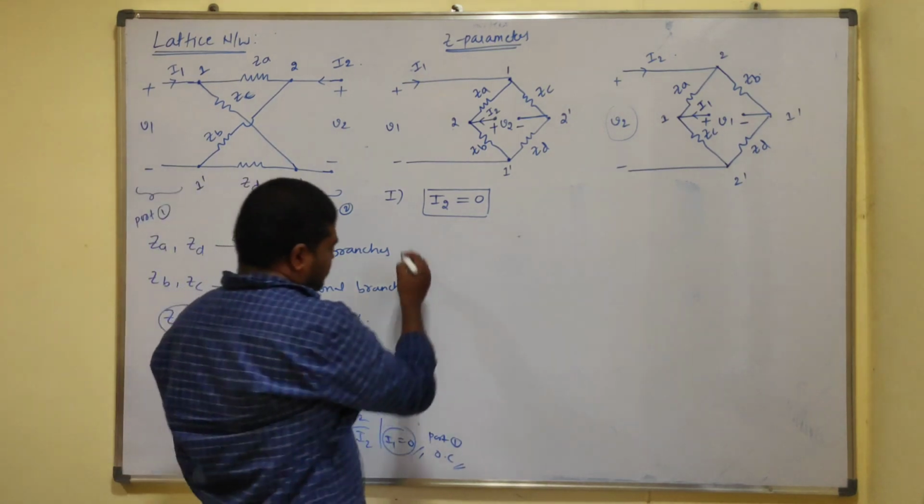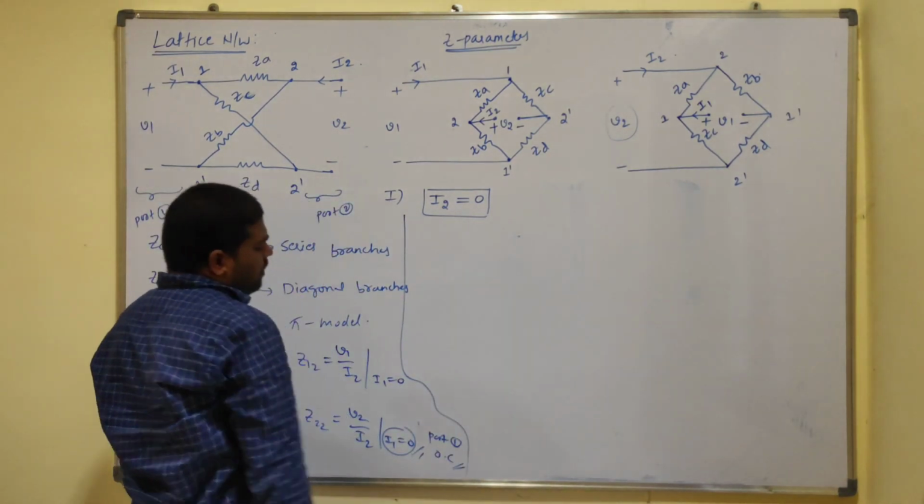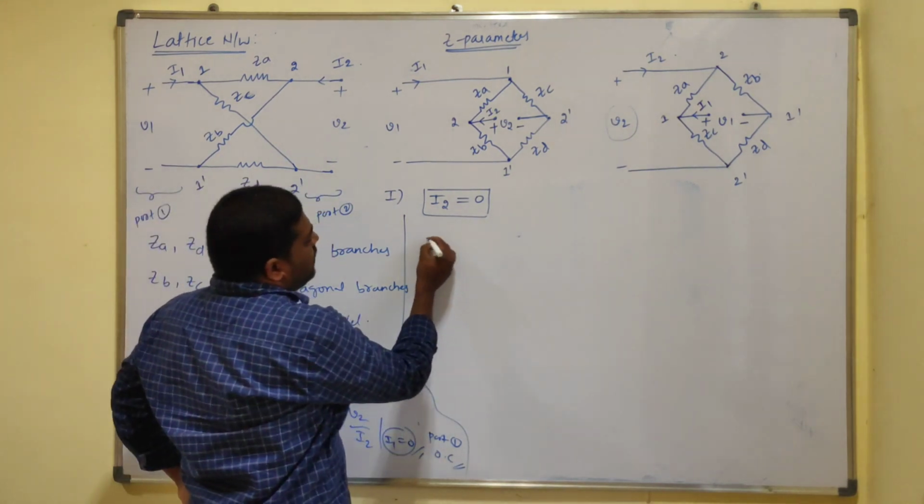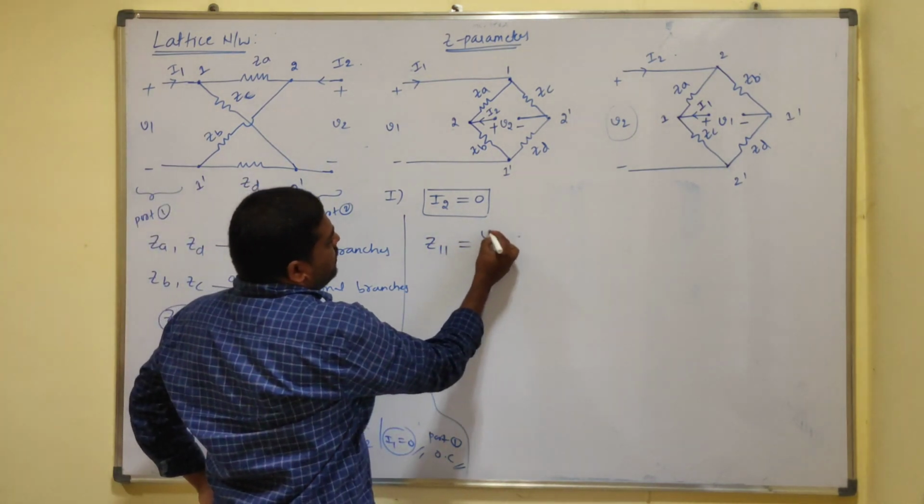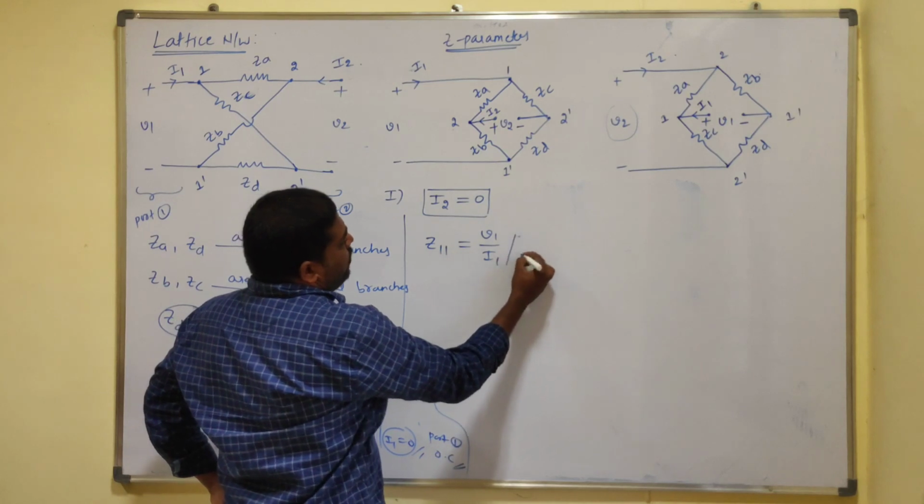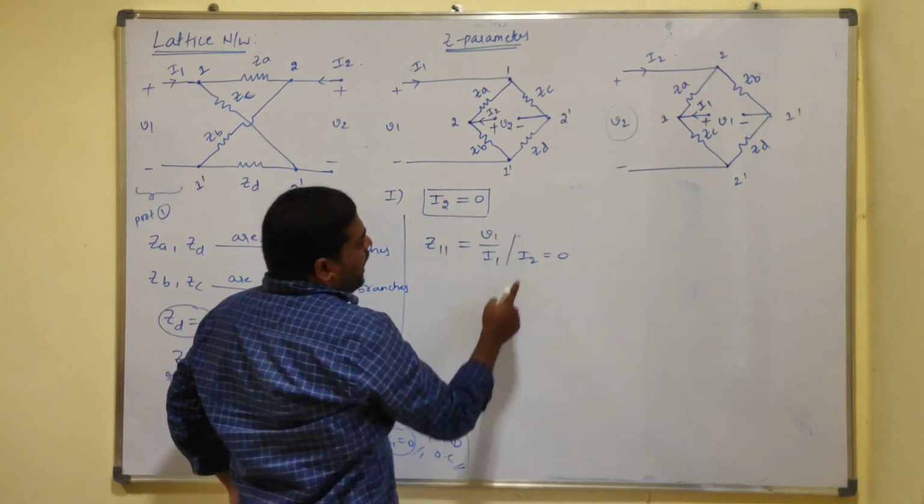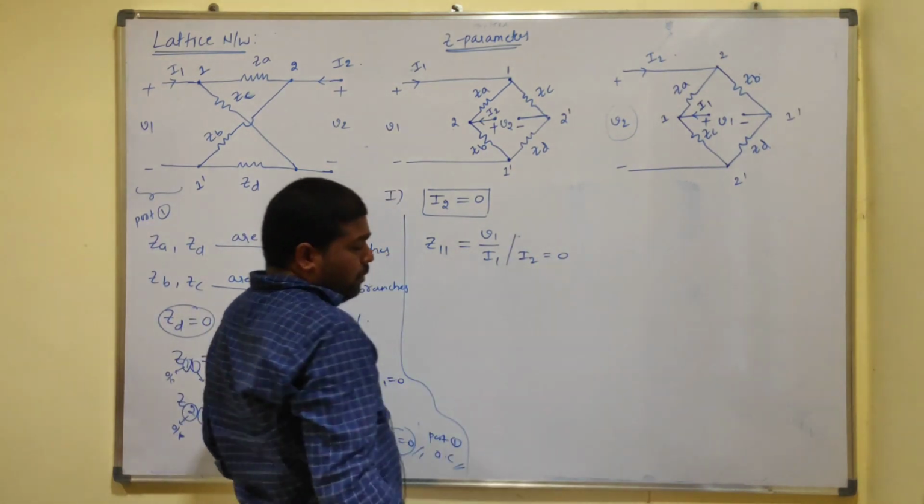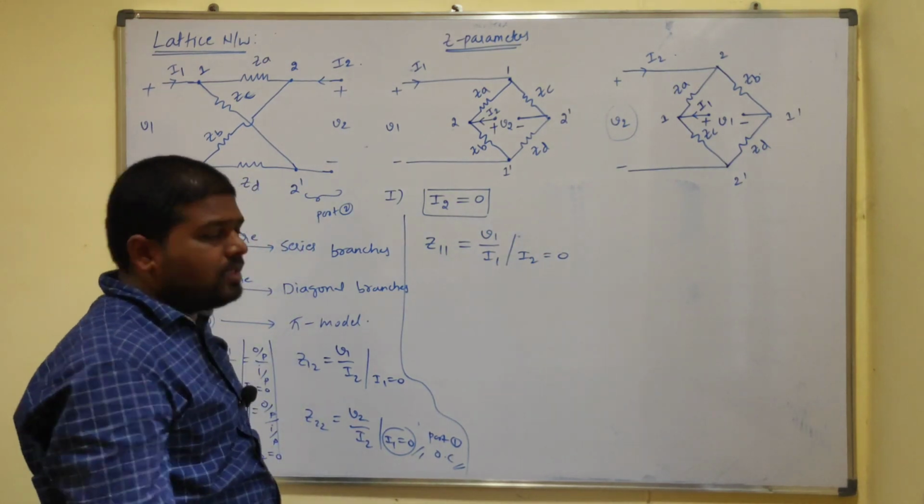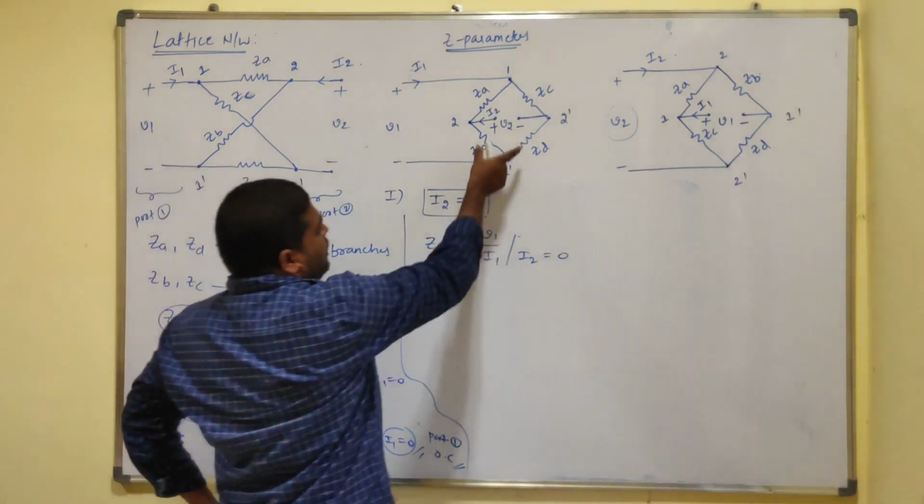So now, first the Z11 parameter, that equals V1 by I1 only when I2 equals 0. I2 equals 0 means what? Port 2 acts as an open circuit. Now redraw the circuit.